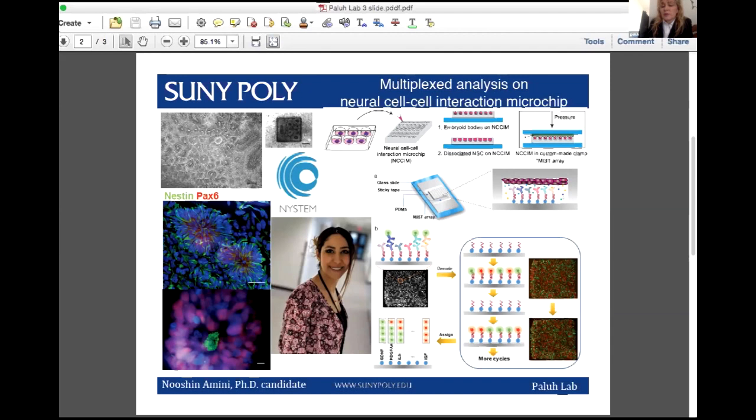And so the cells are able to talk to each other under different stresses, and then we can look simultaneously at a number of cytokines at once, and so understand the full breadth of the conversation that's going on.